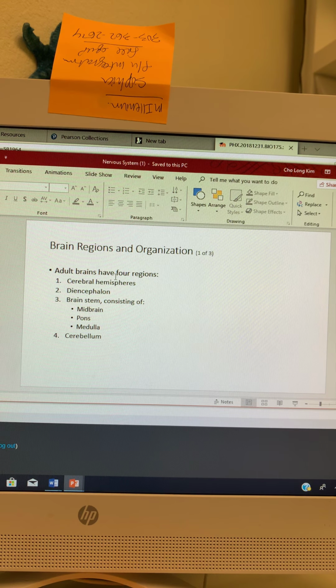So brain regions in organization, adults' brains have 4 regions. There is the cerebral hemispheres, the diencephalon, the brainstem consisting of the midbrain, pons, and medulla, as well as the cerebellum. We need to know the hemispheres. There's the left and right, and that's the larger portion. The diencephalon is up here in purple. The cerebellum is like a miniature cerebrum, and you have the brainstem, which has the midbrain, pons, and the medulla.